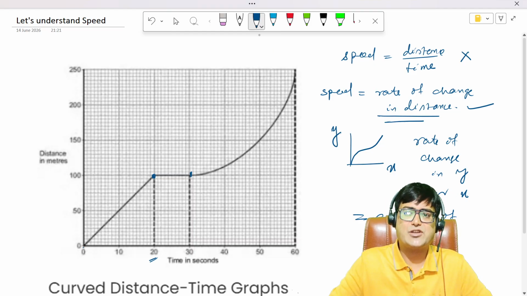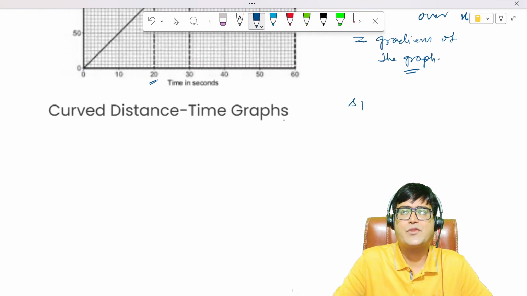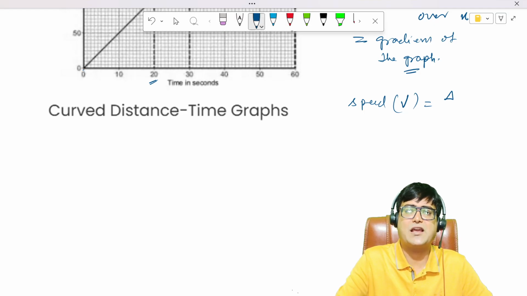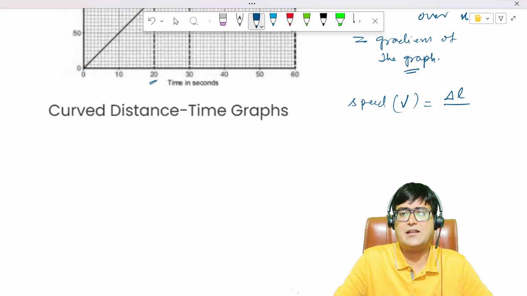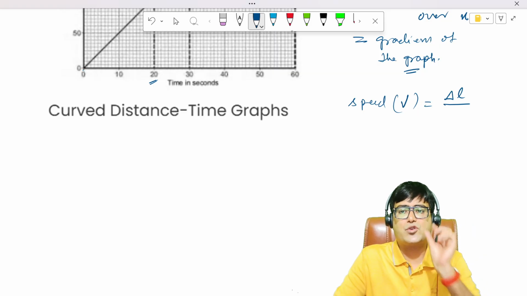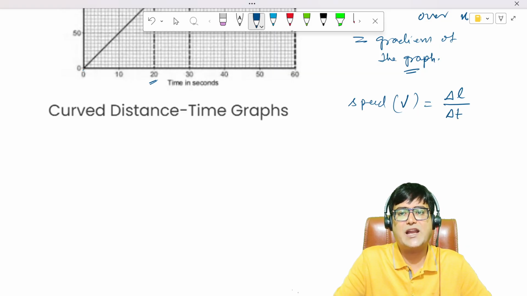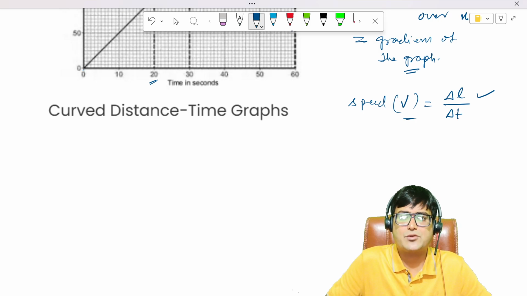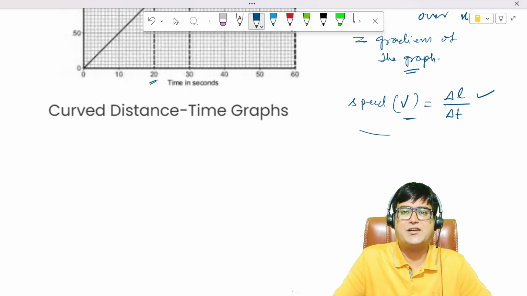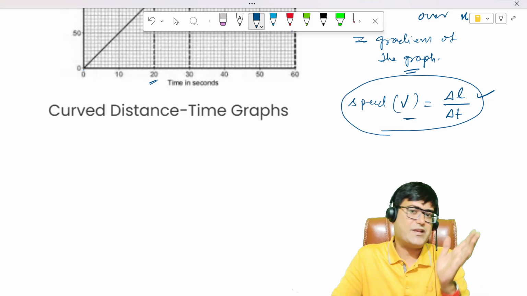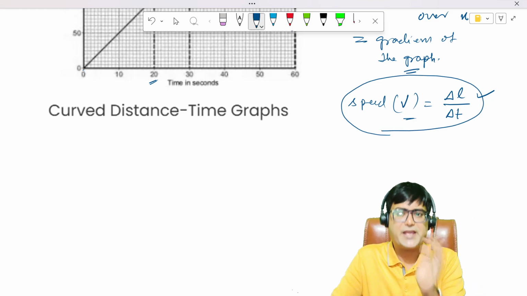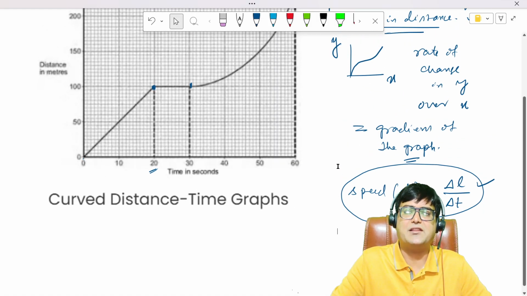So speed v is basically the change in distance. Let's suppose the distance is x, or if you have trouble with x, then I would rather take it as L. Let's suppose the distance covered is given by L. So a change in distance is delta L and a change in time is delta T. That ratio is going to give you the speed. But this particular formula does not explain everything. That's why I am going to have to break it down. We'll understand that with the help of a graph.